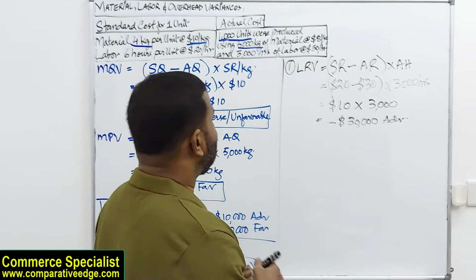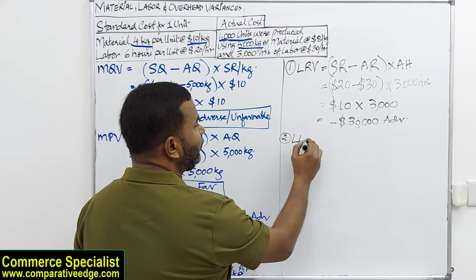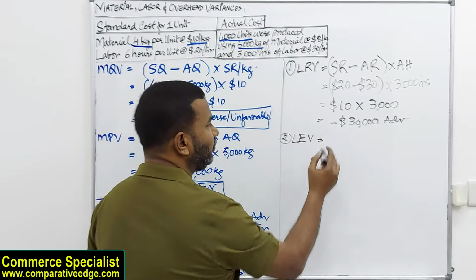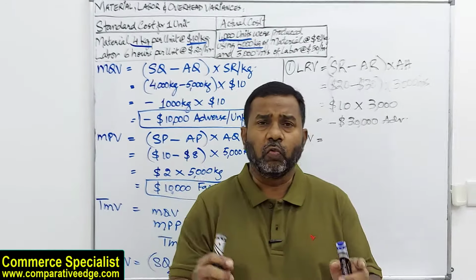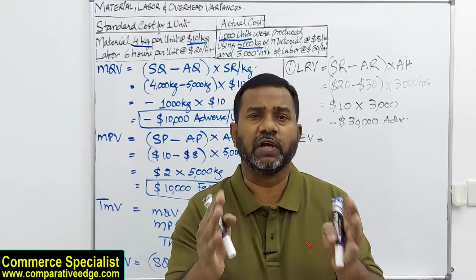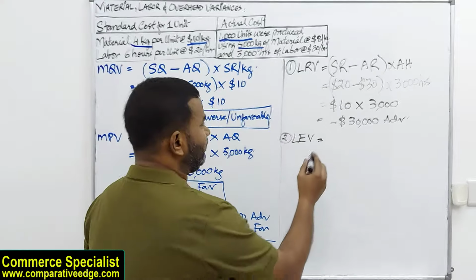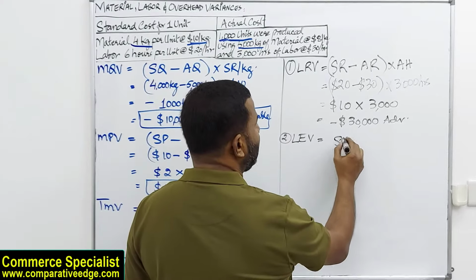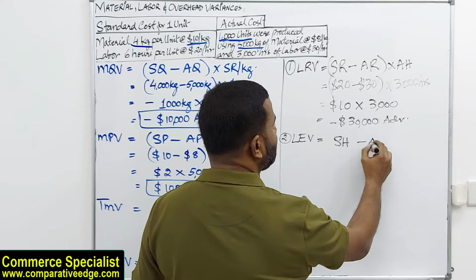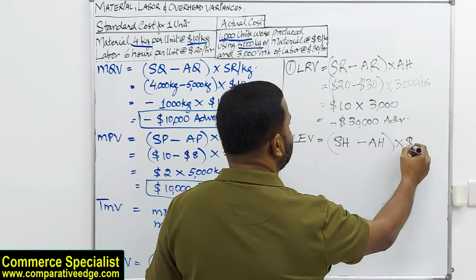The second formula for labor is labor efficiency variance. Now please note, whenever the word efficiency comes, we are talking about time. We're talking about the hours. So the formula is pretty simple. Standard hours minus actual hours into standard rate.